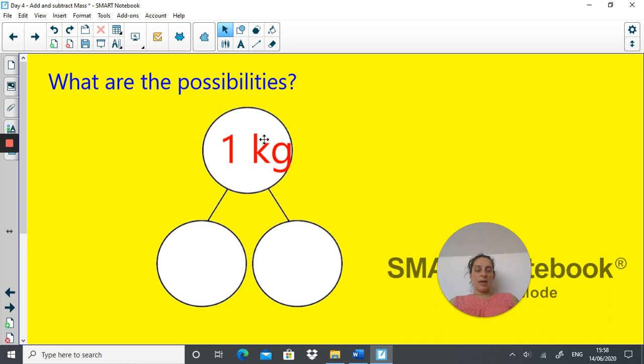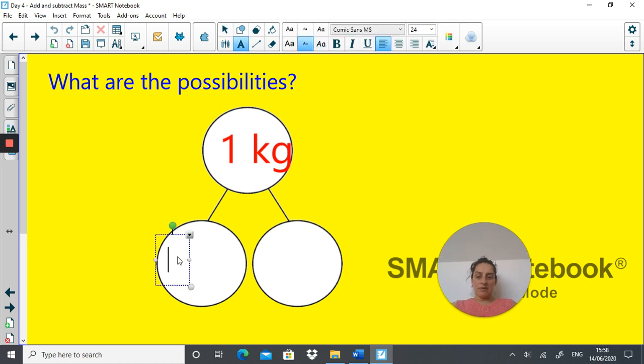Right, so this is our part-whole model, which we looked at throughout the year. You remember that the number that goes in here is the sum of the numbers that are in the circles attached to one circle. So the addends go in here and the sum goes in here. So what could we possibly put in here using grams? Pause the video, have a think about the possibilities.